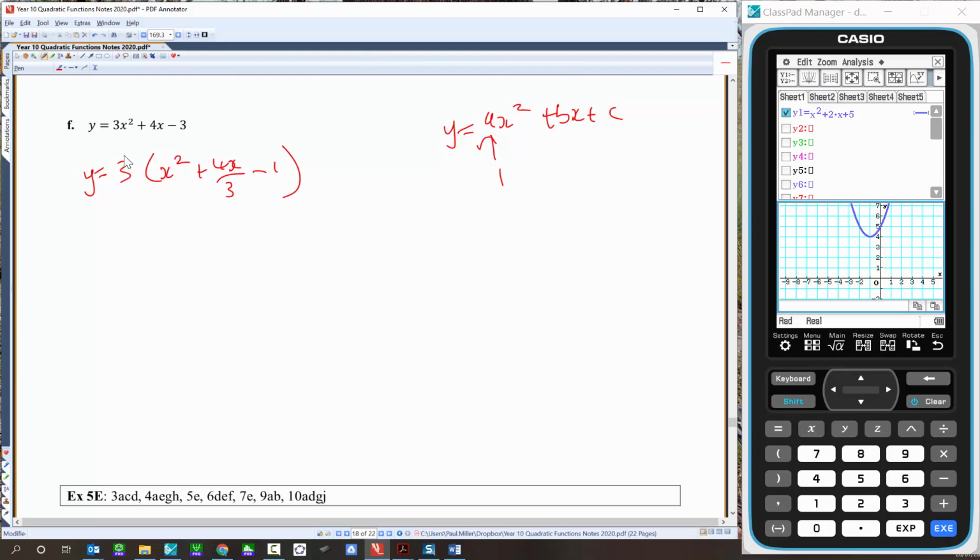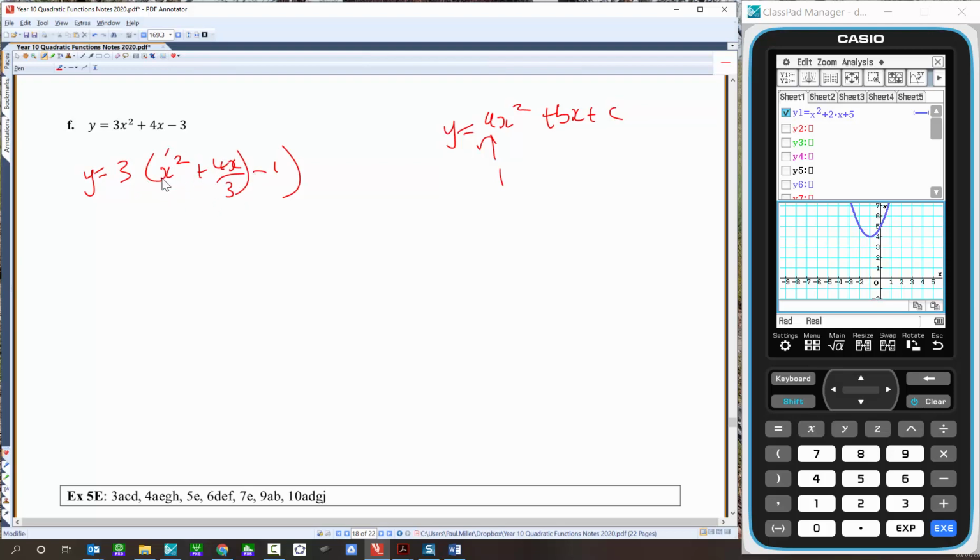So what have I done there? Basically I've taken out 3 as a common factor, even though strictly speaking it isn't a factor of all 3 terms. Now 3 times x squared is 3x squared. 3 times 4x on 3 is 12x on 3, and 12x on 3 is simply 4x. 3 times -1 is -3. So that's what I'm allowed to do.